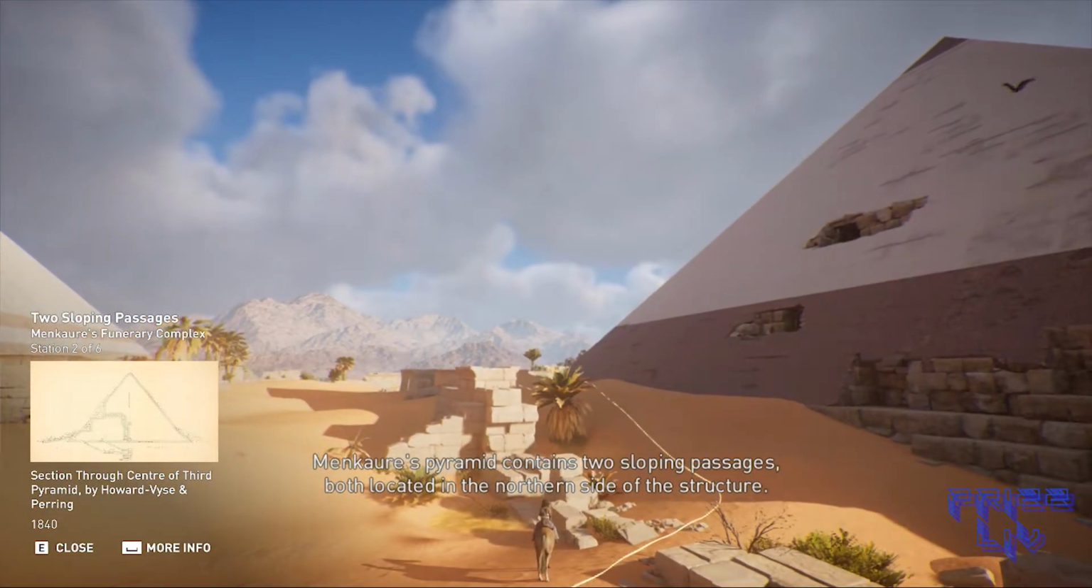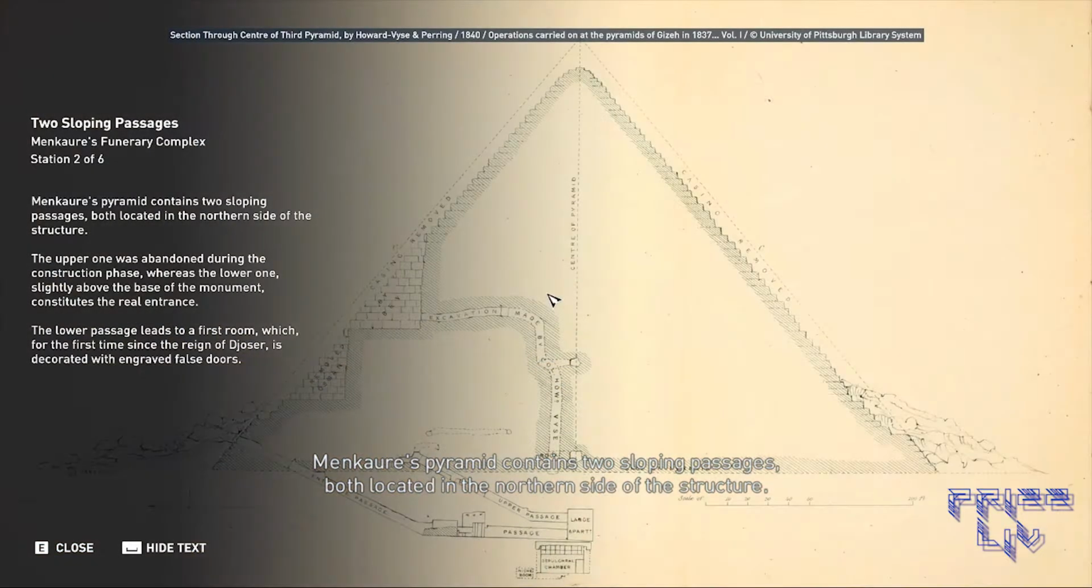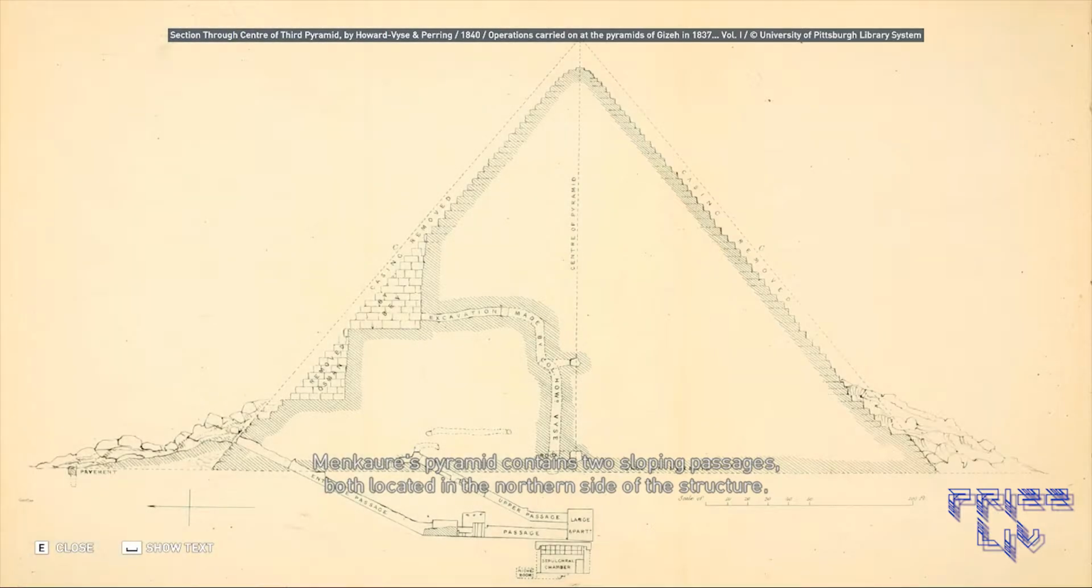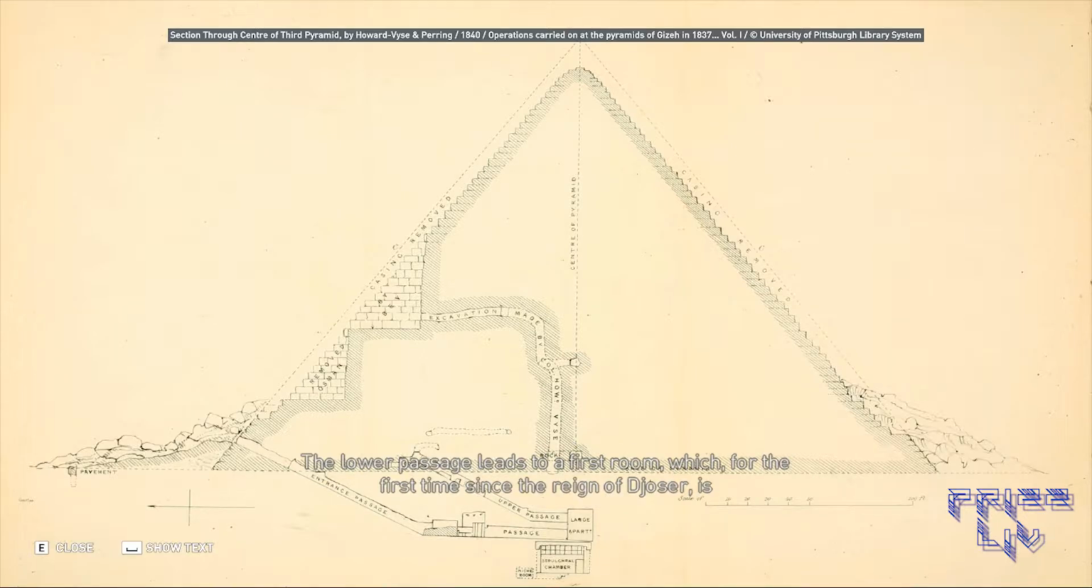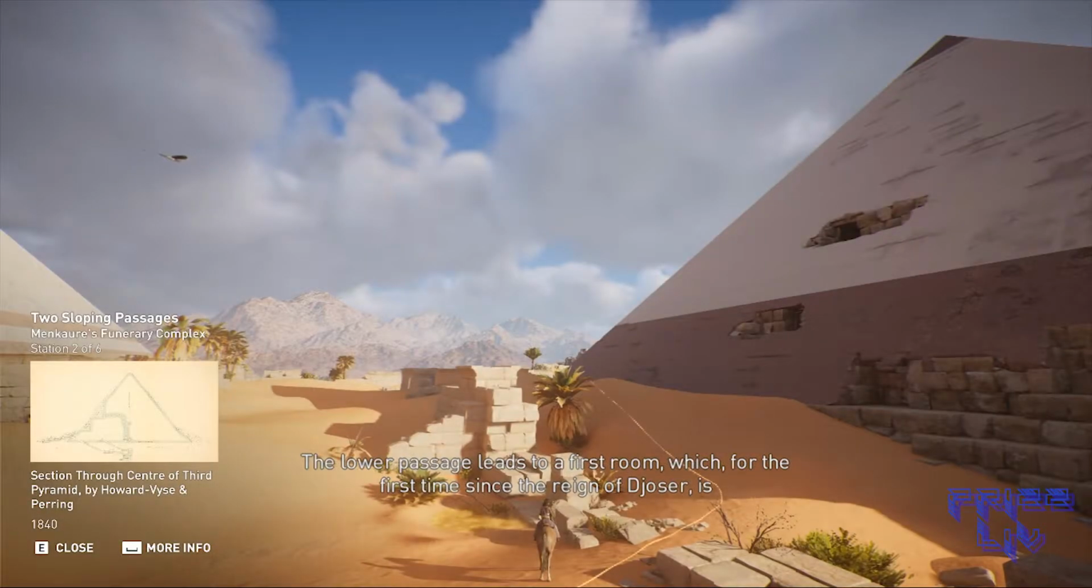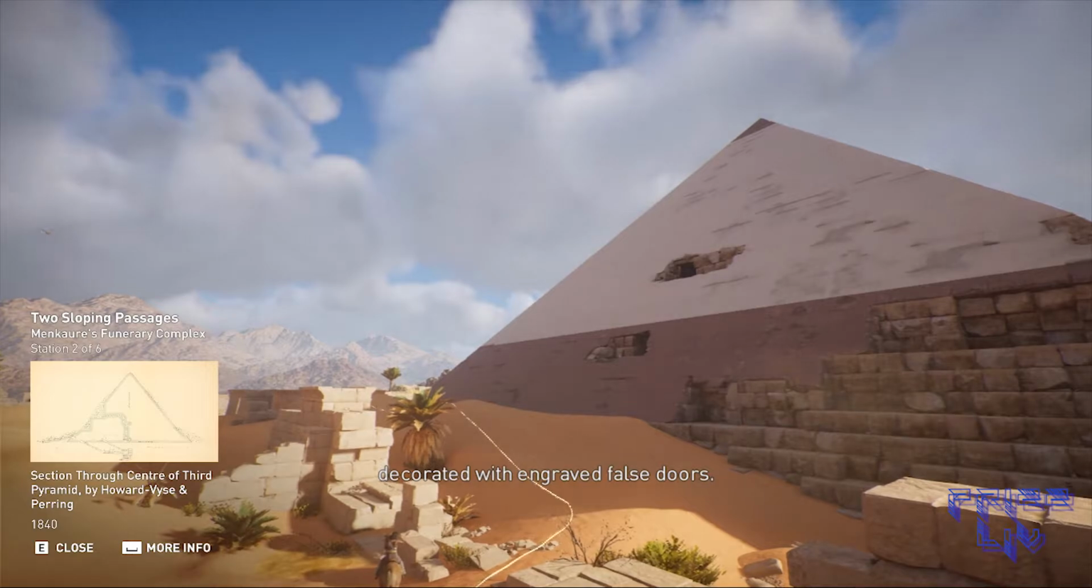Menkaura's pyramid contains 2 sloping passages, both located in the northern side of the structure. The upper one was abandoned during the construction phase, whereas the lower one, slightly above the base of the monument, constitutes the real entrance. The lower passage leads to a first room, which, for the first time since the reign of Djoser, is decorated with engraved false doors.